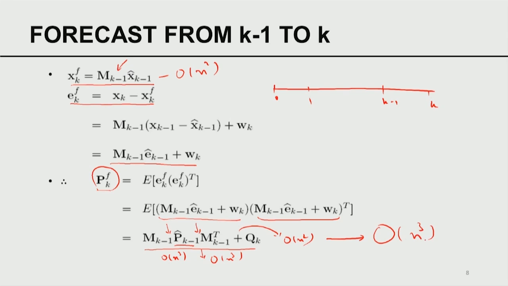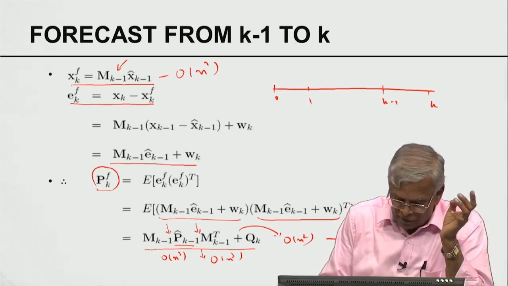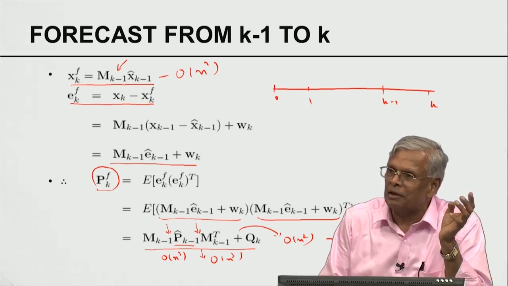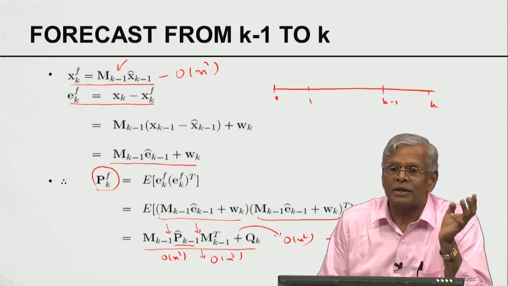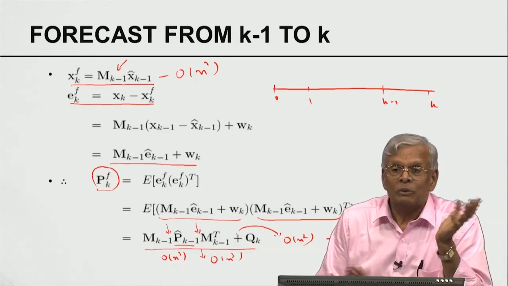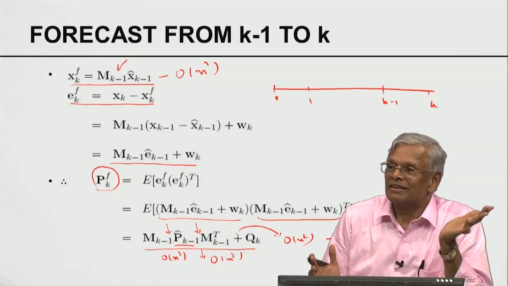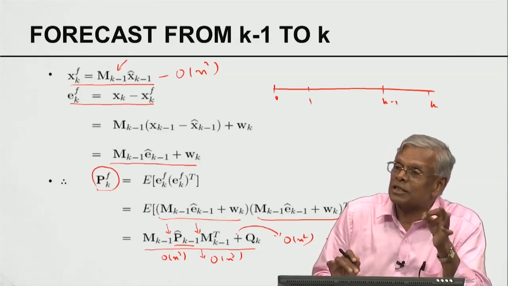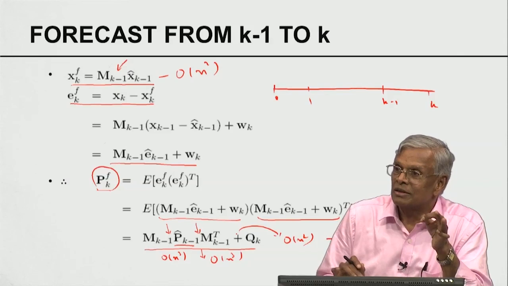You please remember that we did this. If you want to multiply two matrices of size 1 million each on a teraflop machine, it took about 12.5 to 13 days. We have already examined that. So this multiplication will take 13 days, this multiplication will take 13 days, and this is probably several hours. We are talking about a month's time, and that is only to do the forecast error covariance.